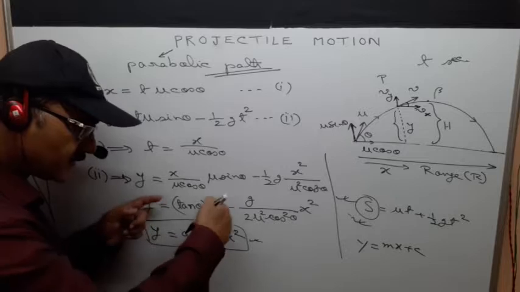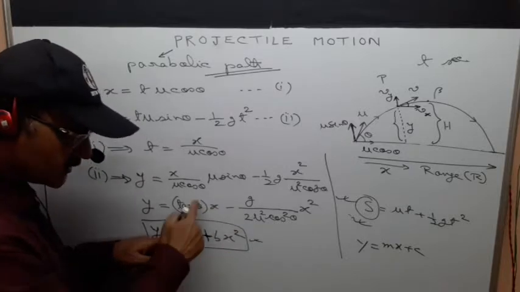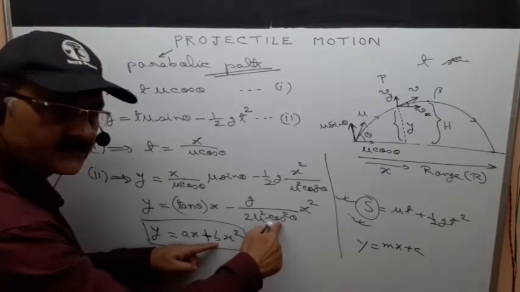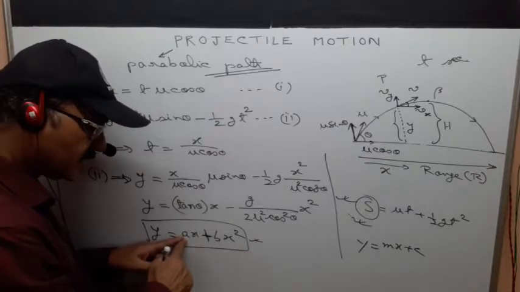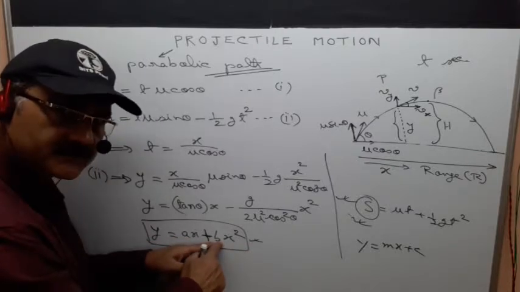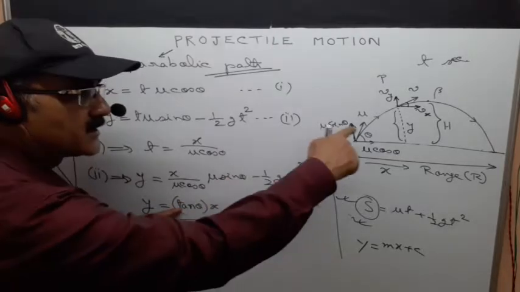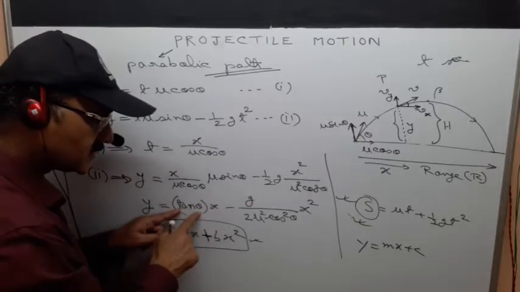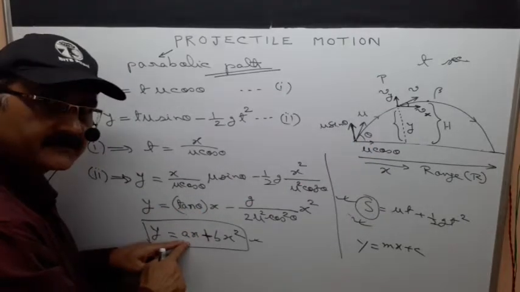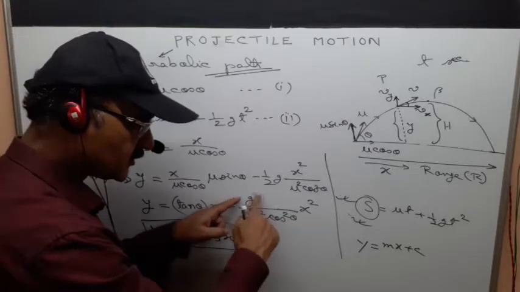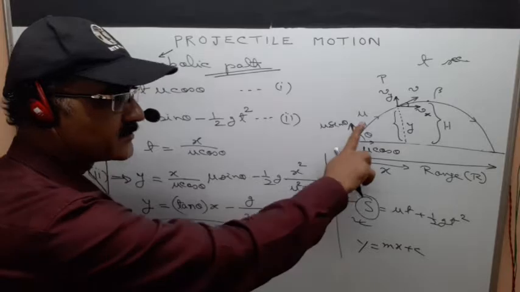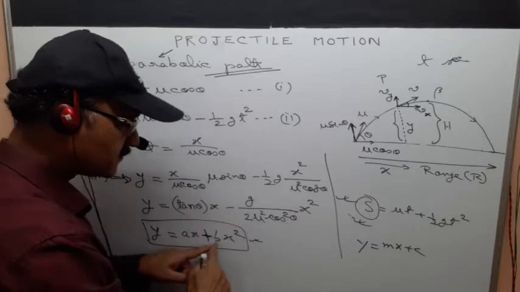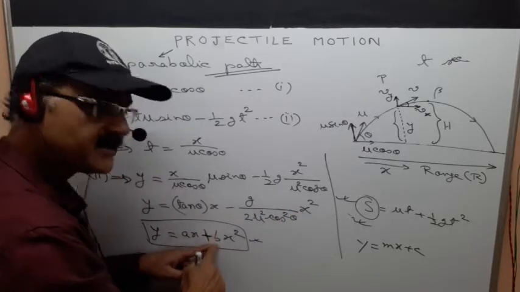Okay, now if you compare this with that, A is tan theta here, B is this quantity here. In this standard equation, A is a constant, B is a constant. In this equation, theta is a constant because we have thrown it at a particular angle theta. So tan theta is a constant, so tan theta is A. In this equation, g is a constant, u is a constant because we have thrown it at a particular velocity. Theta is a constant, so this part is constant, this is B. Minus of the whole thing is B.